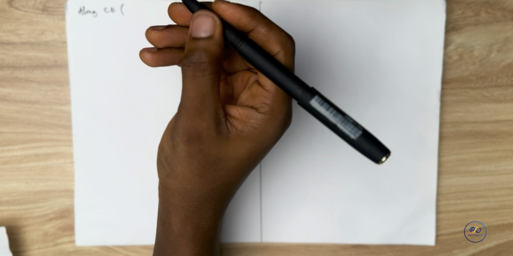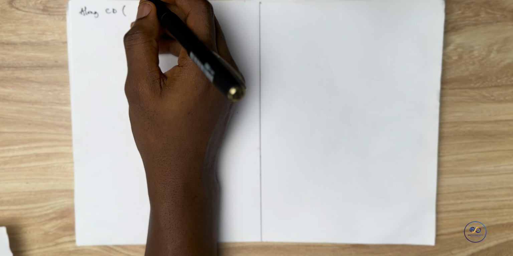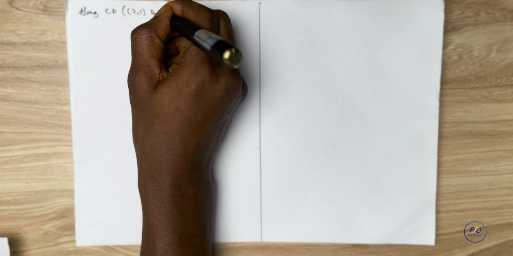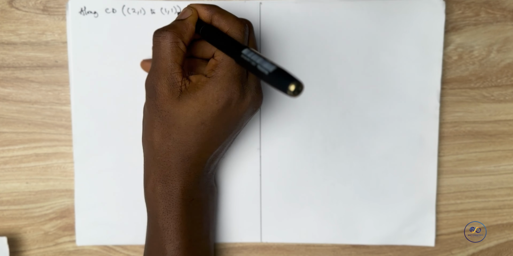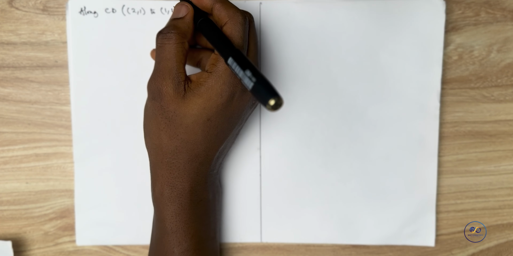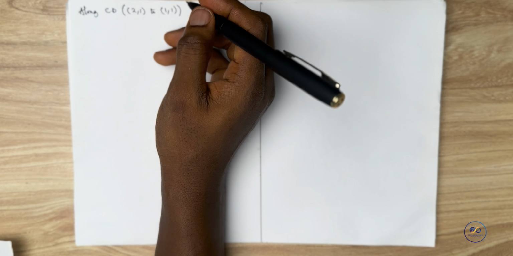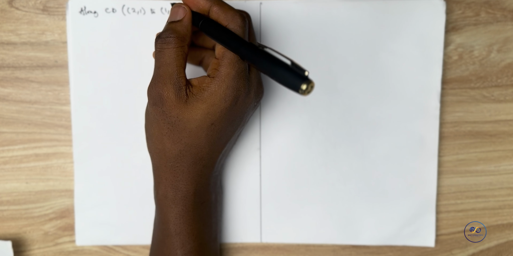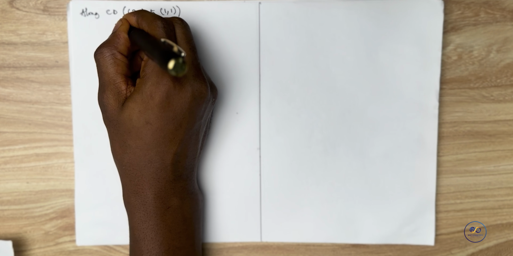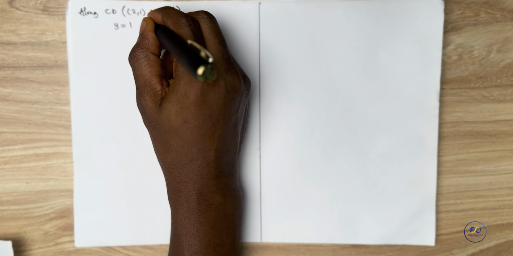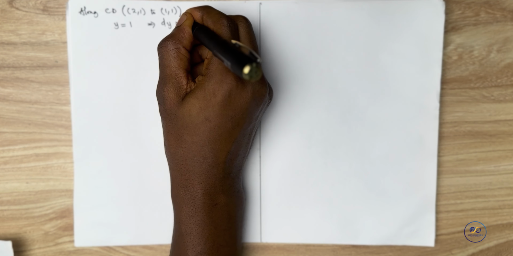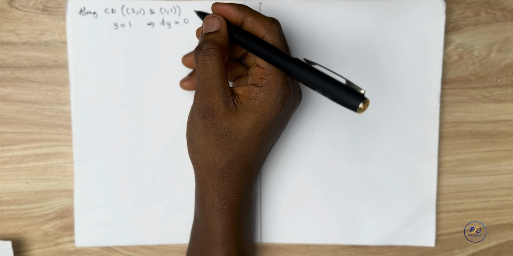Along CD. Now this time around for CD, we see that we move from (2, 1) to (1, 1). Now, if this is the case, what do we see? We see that, again, the y is fixed. So the equation of the line becomes y equals 1. And of course, that implies that dy is equal to 0.